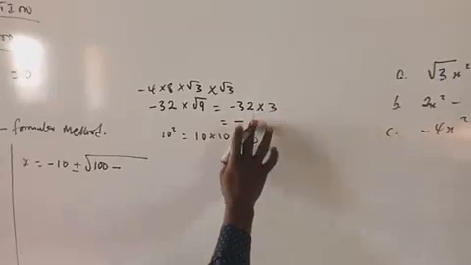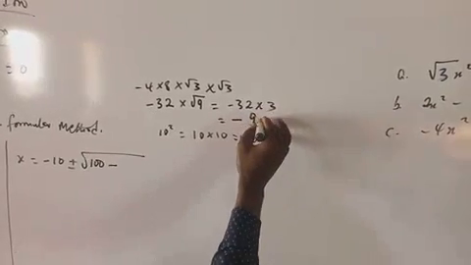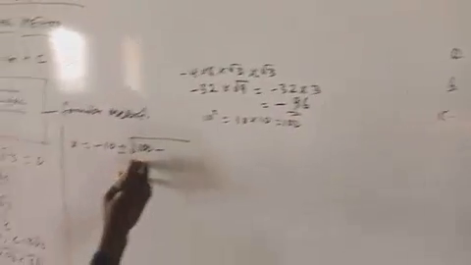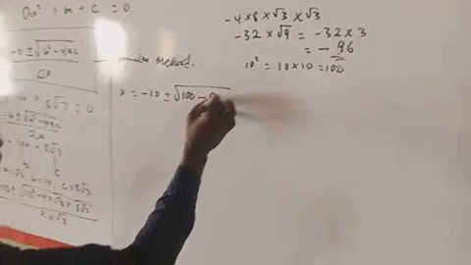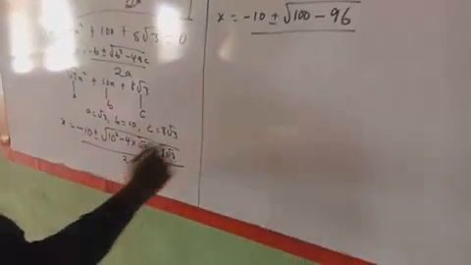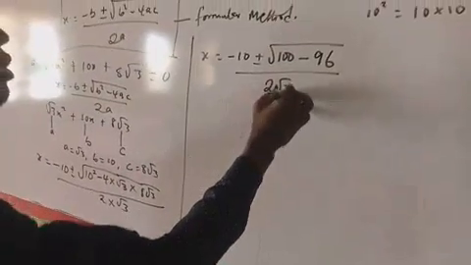So minus 32 times 3 here will give me minus 96. That's what I'm going to have, minus 96. So I'm going to bring it down here. I'm going to have it right here as minus 96, all divided through by 2 times root 3, which is 2 root 3.